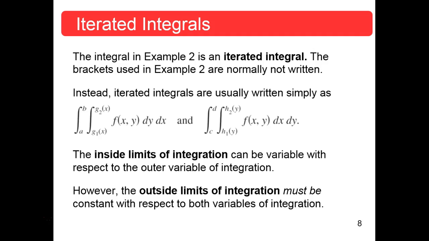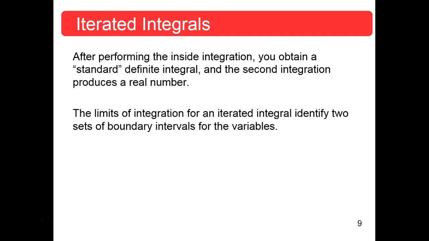The inside limits of integration can be variable with respect to the outer variable of integration. That's what I was saying. However, the outer limits of integration must be constant with respect to both variables of integration. And that's what I was saying too. They phrase it differently though. After performing the inside integration, you obtain a standard definite integral, and the second integration produces a real number. The limits of integration for an iterated integral identify two sets of boundary values for the variables. Now, that's not totally clear what they're talking about there, but I have a feeling they're going to explain it later.